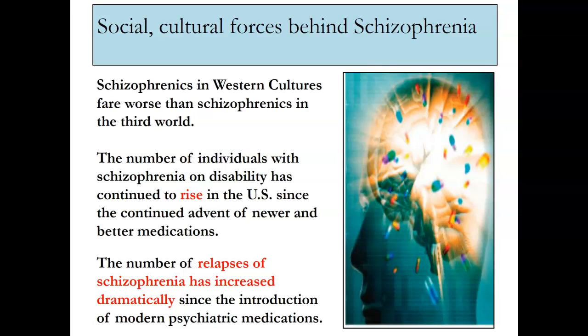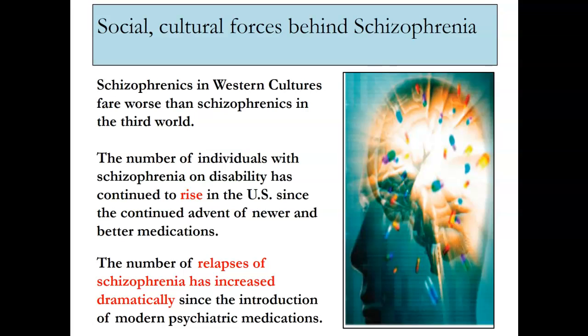The number of individuals with schizophrenia on disability, these are schizophrenics that are unable to work, so they're getting Social Security benefits, has continued to rise in the United States since the continued advent of newer and better medications. These medications, in theory, are getting better and better at stopping the voices and making schizophrenics better able to manage their symptoms. But it seems like with these new meds, there are more people that are isolated, not working, not part of the community, not part of society, more than ever. So again, it's a contradiction. Why are the medications making people more disabled?